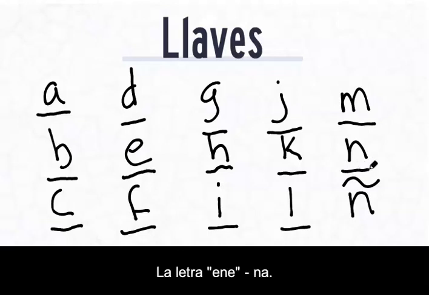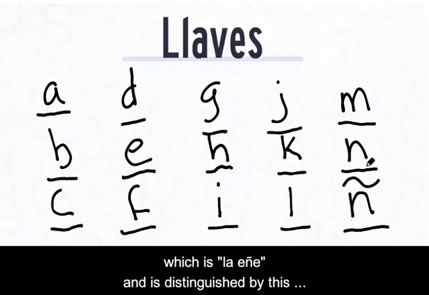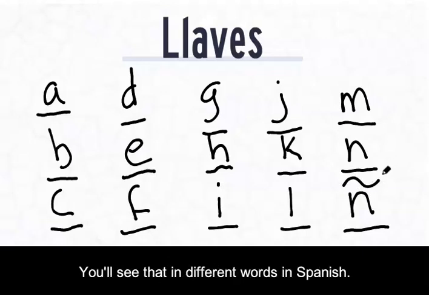Okay, then comes la letra M, ma, me, mi. The letra N, na, ne, ni. Then comes the unique character in Spanish, which is la ñ, and it's distinguished by this tilde, we call it, the little squiggly line, and it's a ñ sound, and you'll see that in different words in Spanish.